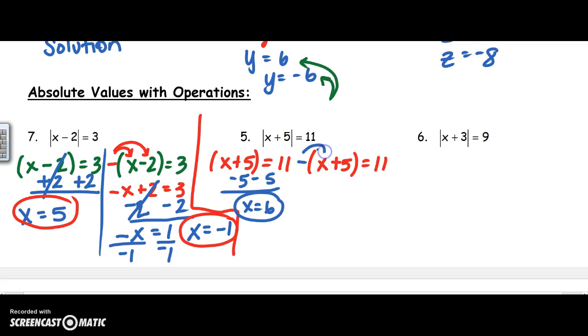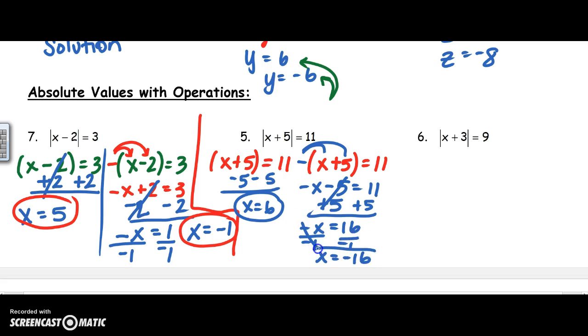And you distribute your negative. So you have negative x minus 5 equals 11. And in this case, we would add 5. Negative x equals 16. And divide by that negative 1 again. And x equals negative 16. So in this problem, our two answers are x equals 6 and x equals negative 16.